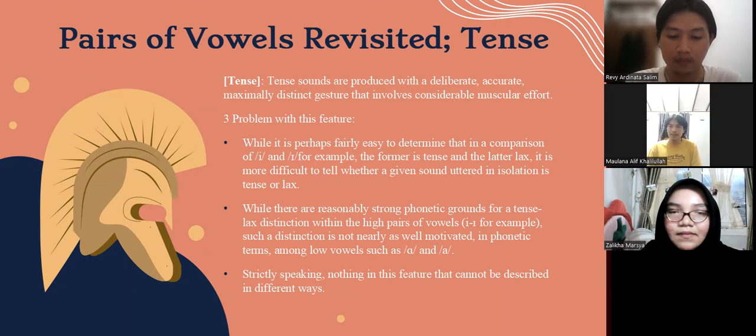Second, while there are reasonably strong phonetic grounds for a tense-lax distinction within the high pairs of vowels, I for example, such a distinction is not nearly as well motivated in phonetic terms among low vowels such as a and a. Third, strictly speaking, there is nothing in this feature that cannot be described in different ways.